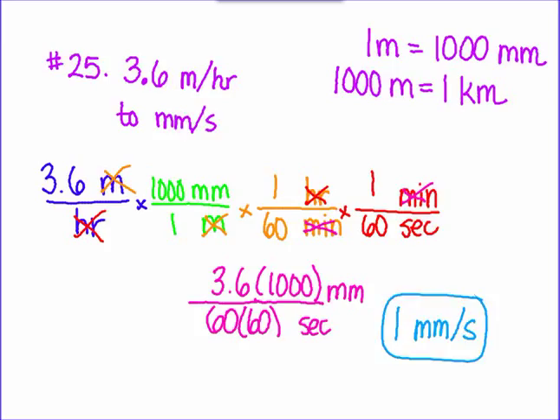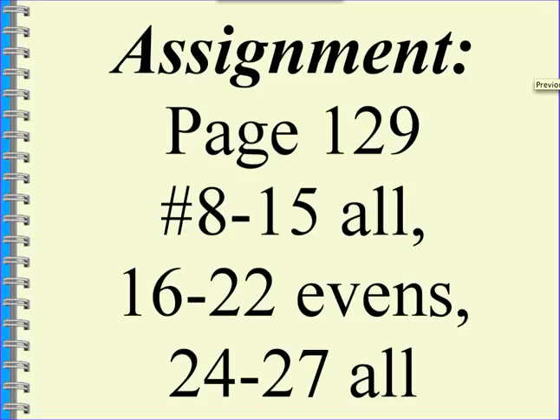Okay, now I've given you help on 2 of those, so we're going to go back to your assignment. This is your assignment: 8 through 15 all, 16 through 22 the evens, and 24 through 27 all. We've already done 2 of those. Do we have to rewrite those out? Yes, you do need to rewrite those out on your homework.